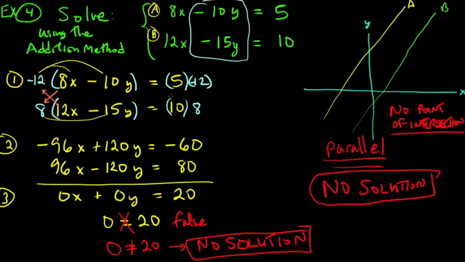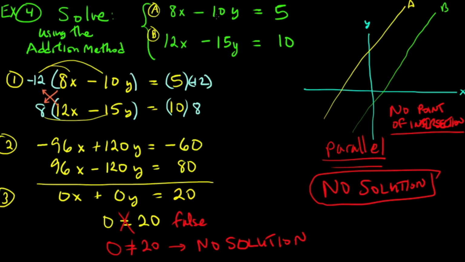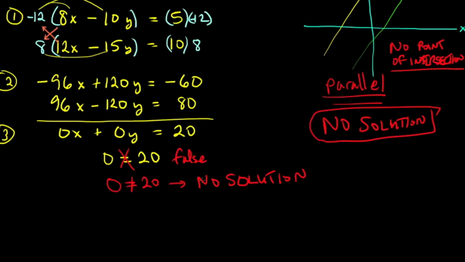You can eliminate y by multiplying the first equation by 15 and the second equation by, say, -10. Okay? So that's how this works.